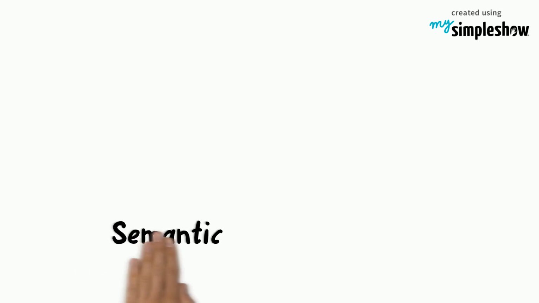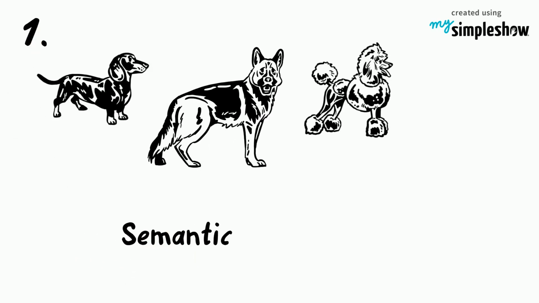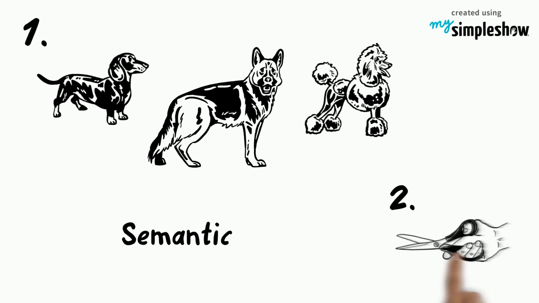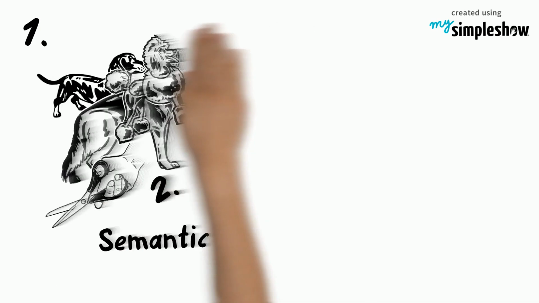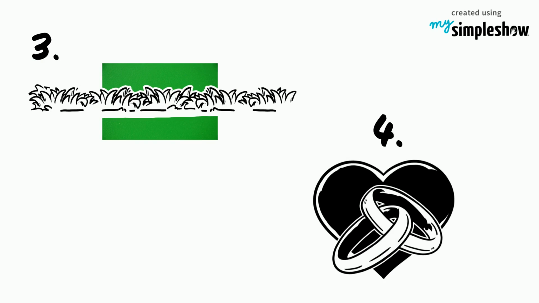Other examples of semantic memory are: 1. Distinguishing between different dog breeds. 2. Knowing how to use scissors. 3. Knowing that grass is green. 4. Knowing what a wedding is.